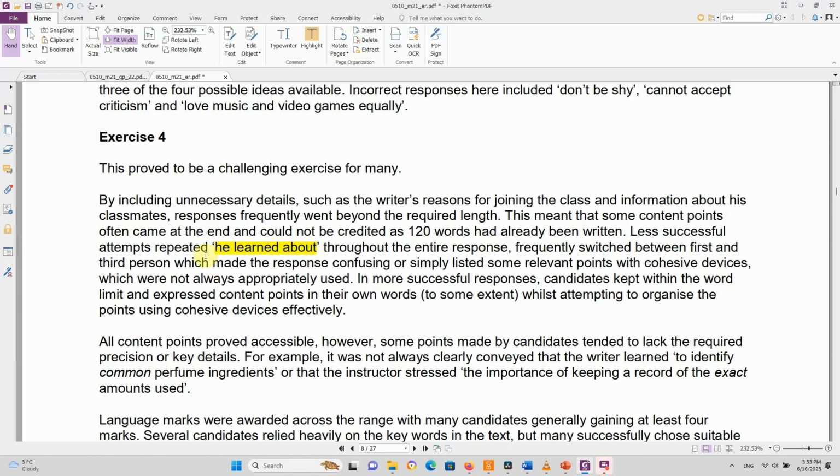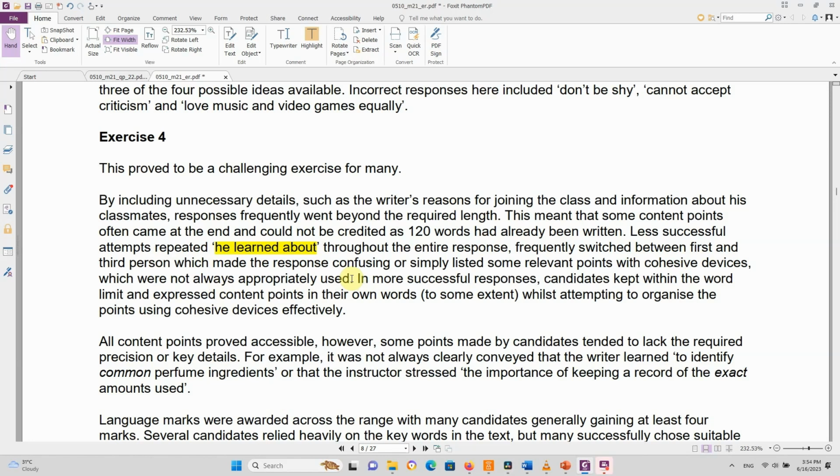Frequently switched between first and third person, which made the response confusing, or simply listed some relevant points with cohesive devices, which were not always appropriately used. Pay attention. Here we are talking about the experience of the writer. So according to the question, it says what the writer learned about perfumes in his class. So we are talking here about a male writer. We are talking about the writer, not ourselves.